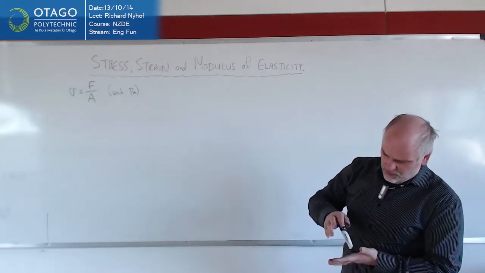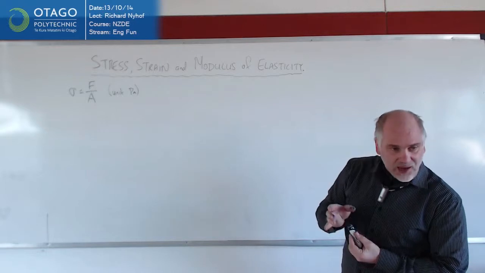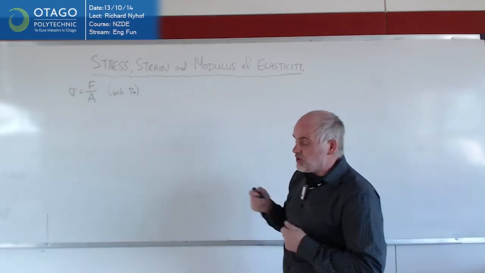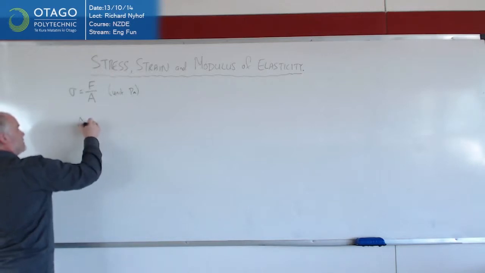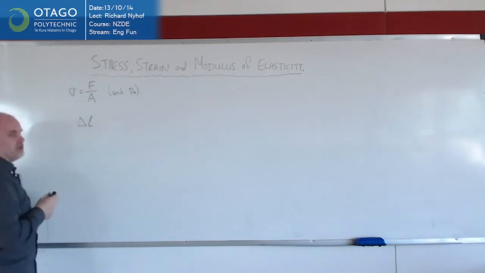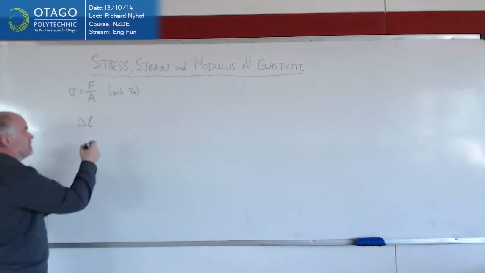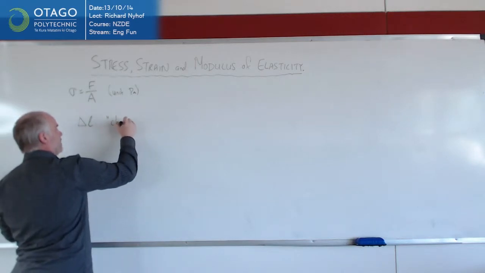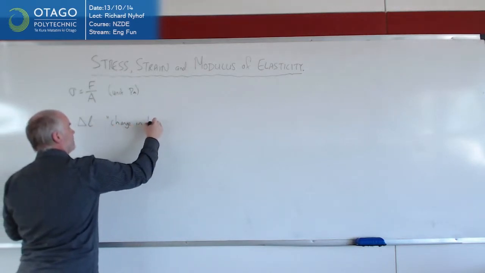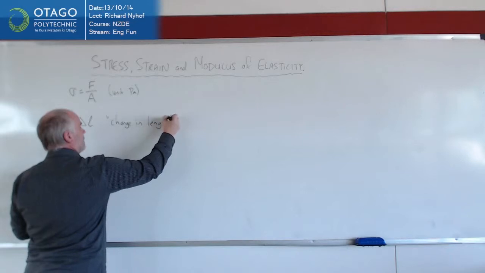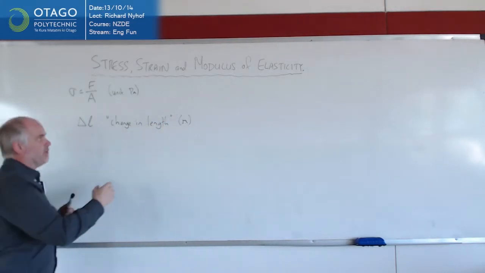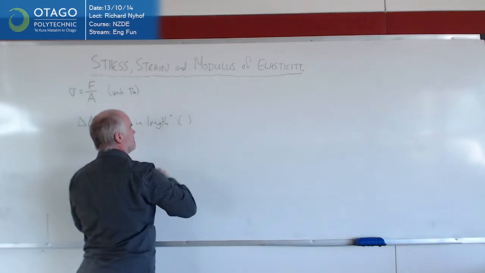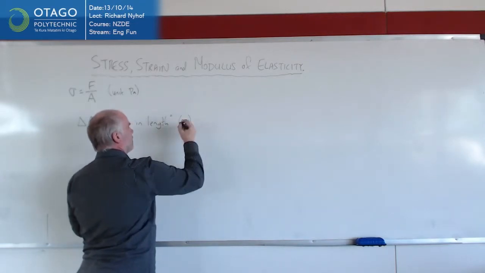So if we squash something, how much does it change? And we're going to just measure that really simply by delta L. Okay, so remember that old triangle is always changing. So this is change in length. Okay, and that's going to be measured in meters. It's an M. It might not look much like an M, but it's an M. So it's the change in length in meters.